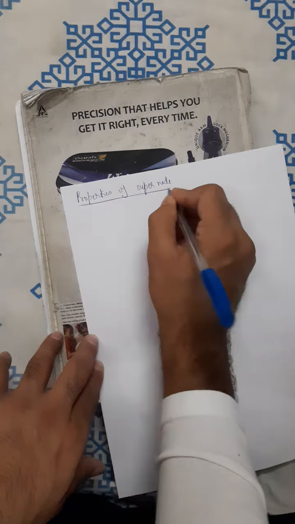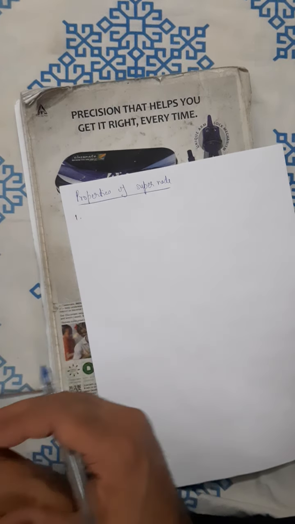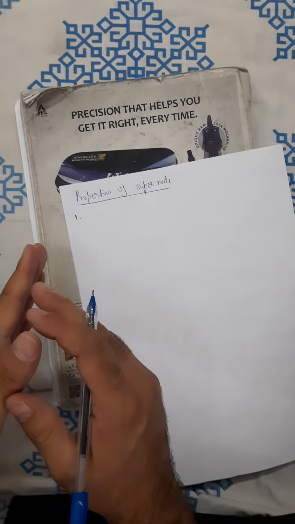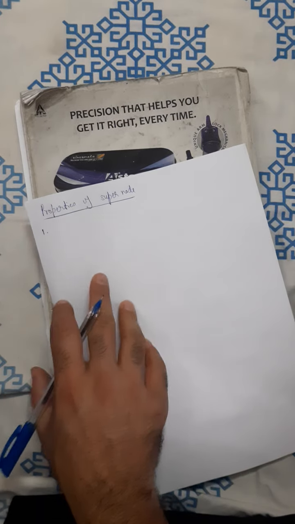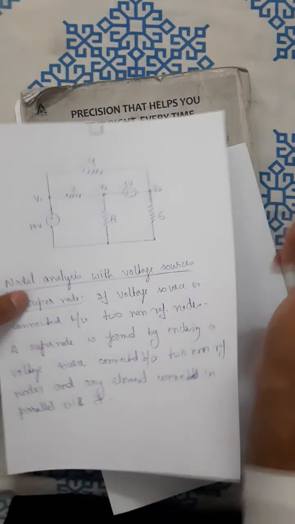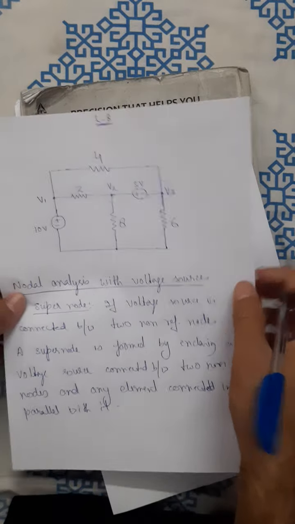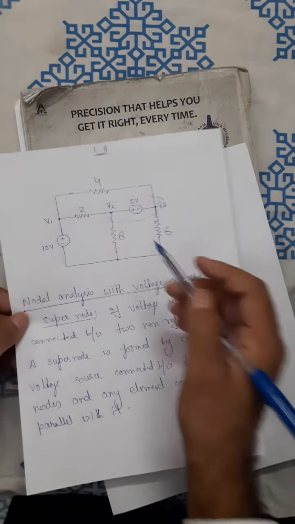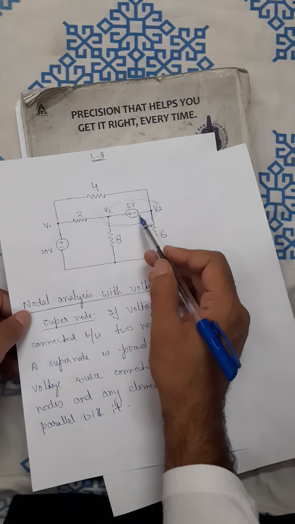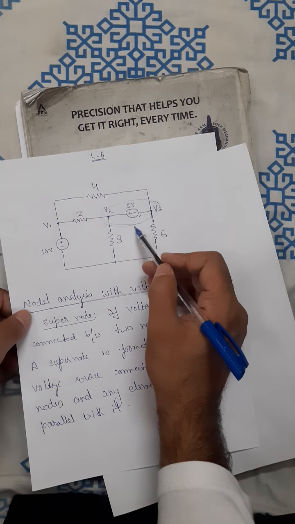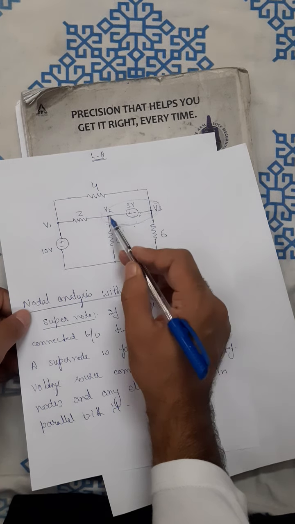So what are the properties of a supernode? Number one, the voltage source inside the supernode provides a constraint equation needed to solve for the node voltages. This whole thing is a supernode.